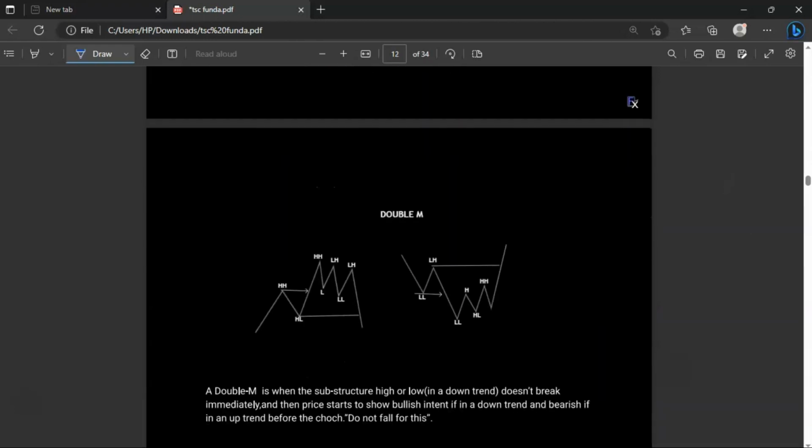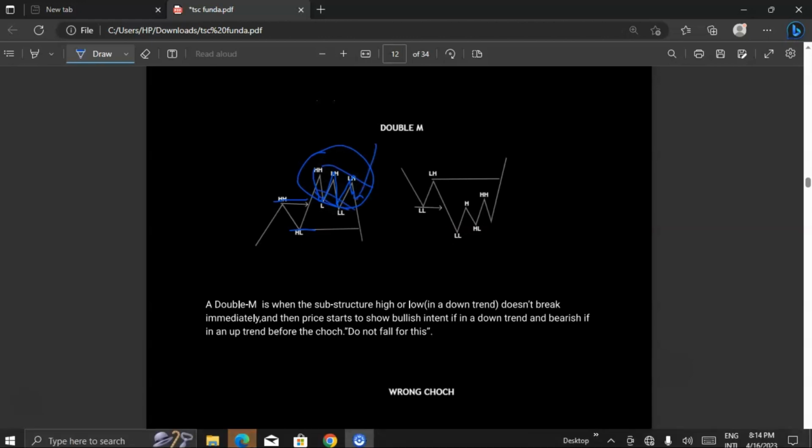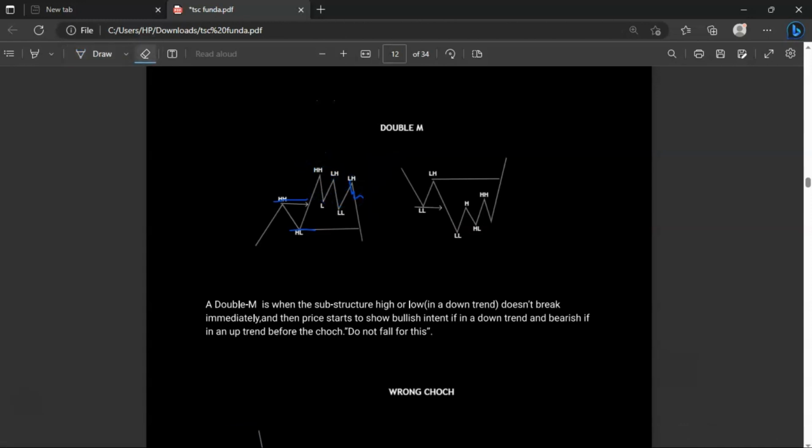Let's proceed. And this is an example of a double M. After a break of a higher high, the chart teaches us that we're supposed to wait for the break of a higher low, but price starts to delay. It starts giving you signals of bearish momentum. Do not fall for this. Sometimes it just gives you some structure like this and liquidates the people trying to sell the trend line. So don't fall for this.